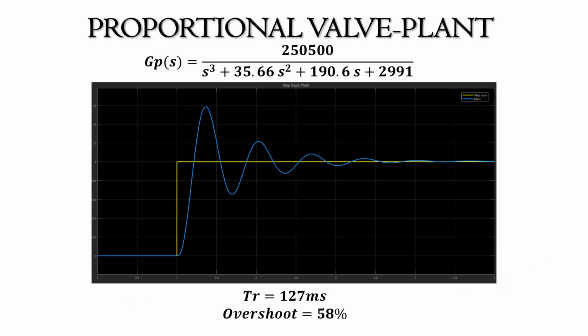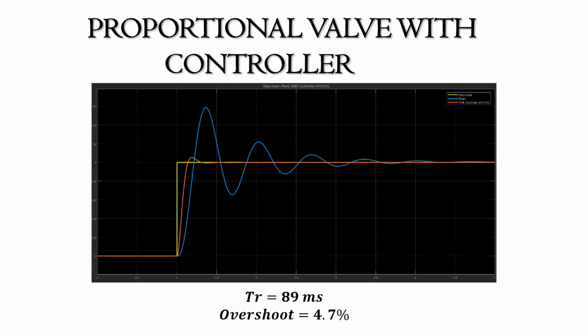The transfer function of the proportional valve had a rise time of 127 milliseconds and an overshoot of 58%. The performance of the proportional valve is not sufficient for the prototype ventilator. After adding a tuned PID controller, the closed-loop system resulted in a rise time of 89 milliseconds and 4.7% overshoot. Now the selected proportional valve can be used.